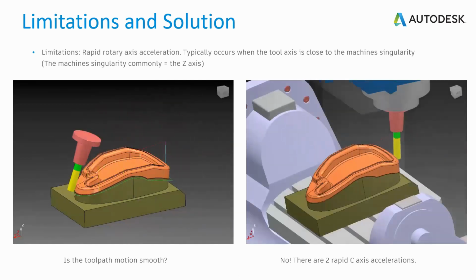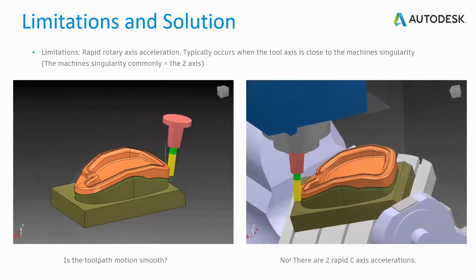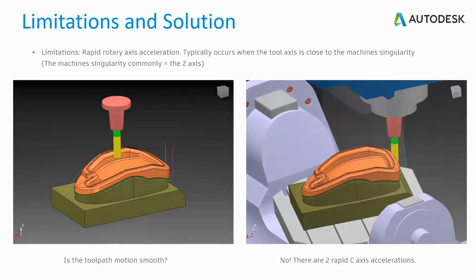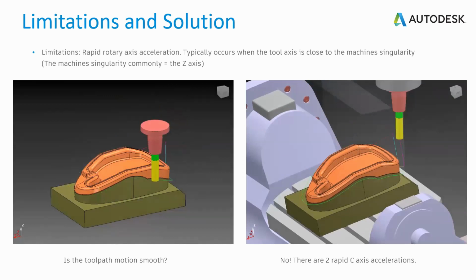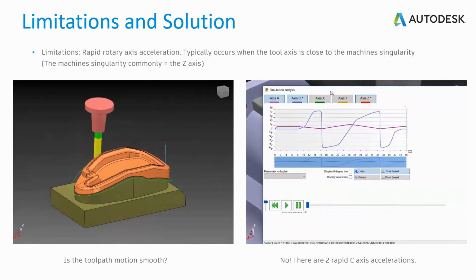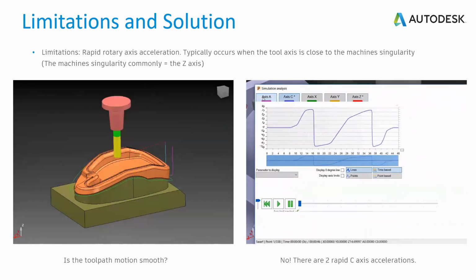Look at the video on the left. Does the toolpath motion look smooth? Obviously, the answer is yes, because there is no machine tool file attached to it. So there are no machine limits and configuration sets with the machine tool movements.